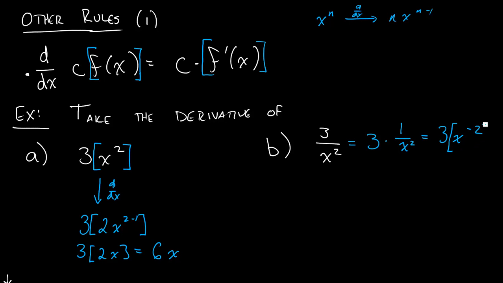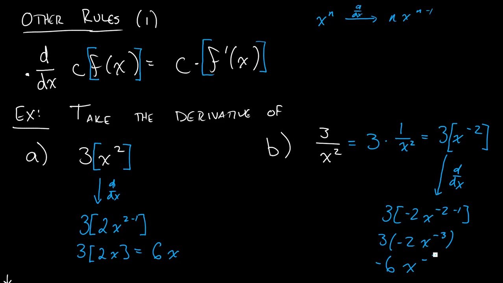So again, I have c, my 3, times a function I know how to take the derivative of, right? So I'll take d over dx, and I will get 3 times the derivative of that function, right? So negative 2x to the negative 2 minus 1, which is equal to 3 times negative 2x to the negative 3. And again, these are just normal parentheses, so I'll get negative 6x to the negative 3. So again, just using this rule: a constant times a function that I already know how to take the derivative of, which so far is only this, right?